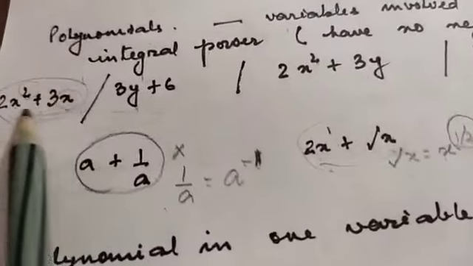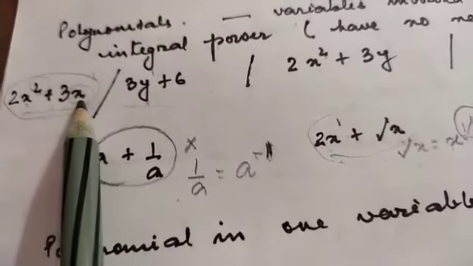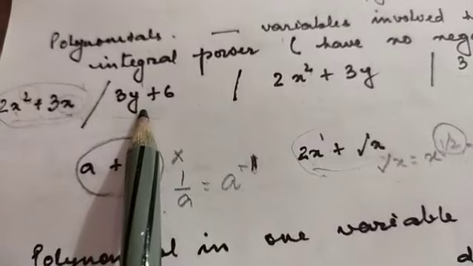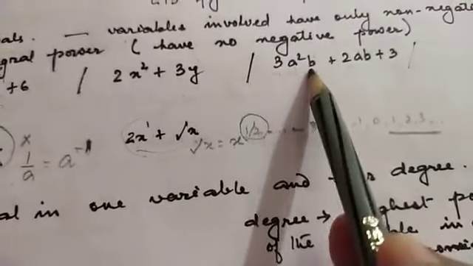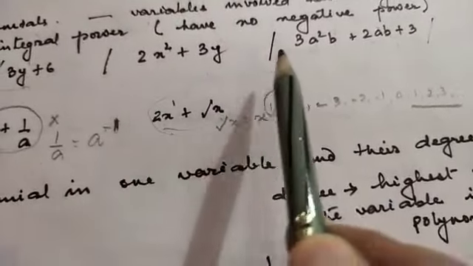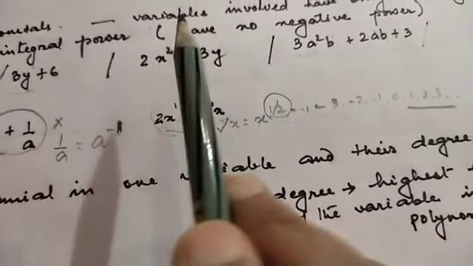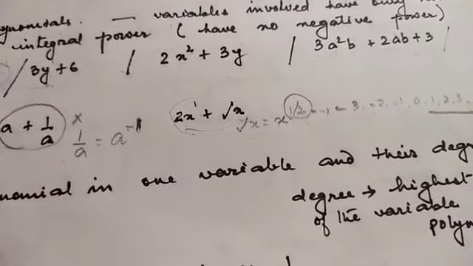Clear? Now here you see, here we have used one variable. Here also one variable is used. Here the variable used is x. Here the variable used is y. Here we are having two variables. Here also we are having a and b. So two variables. Now we will learn polynomials in one variable and in two or three variables.